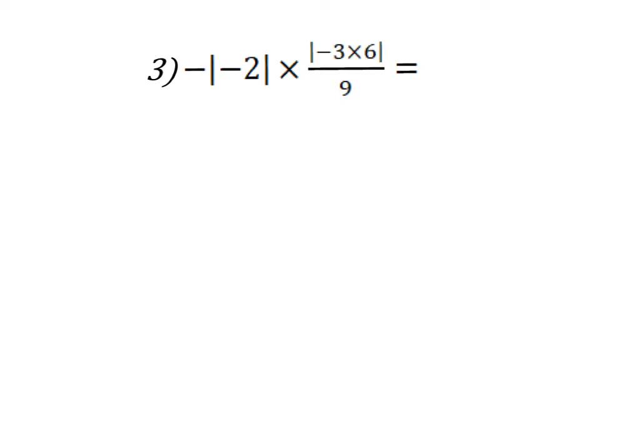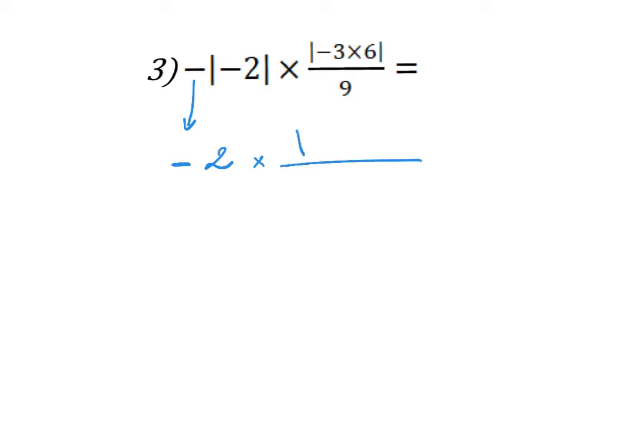Let's take this question here. We have a negative absolute value of -2 times the absolute value of -3 times 6 divided by 9. So let's try to remove the absolute value for -2. Well, we know that we have the negative here. That's going to stay negative, right? And then the absolute value of -2 will be 2 times.